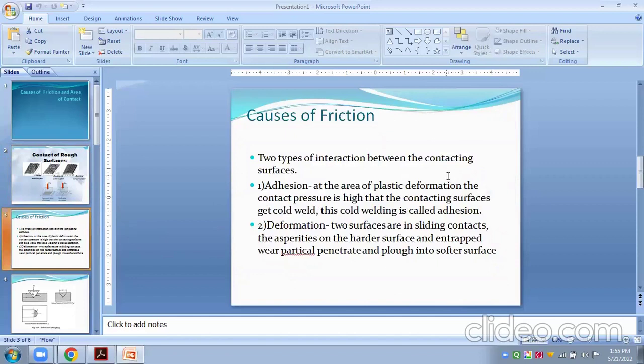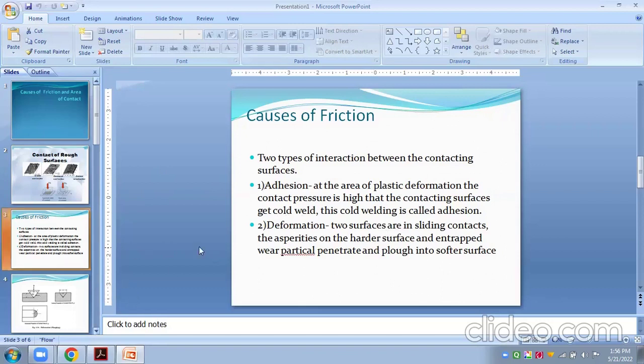And this adhesion is seen when surfaces like glass, marble, or precise gauge blocks are cleaned and placed together with light rotary motion, they get practically cold welded. Continuous phenomenon of this welding and breaking of the joints is known as stick slip phenomena. This is the other phenomenon.